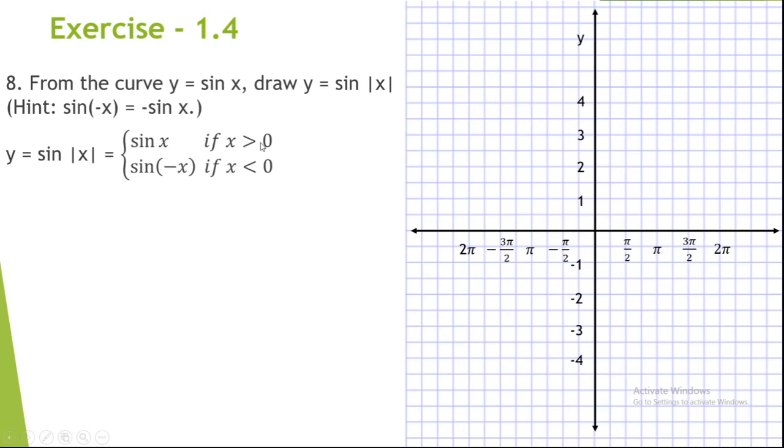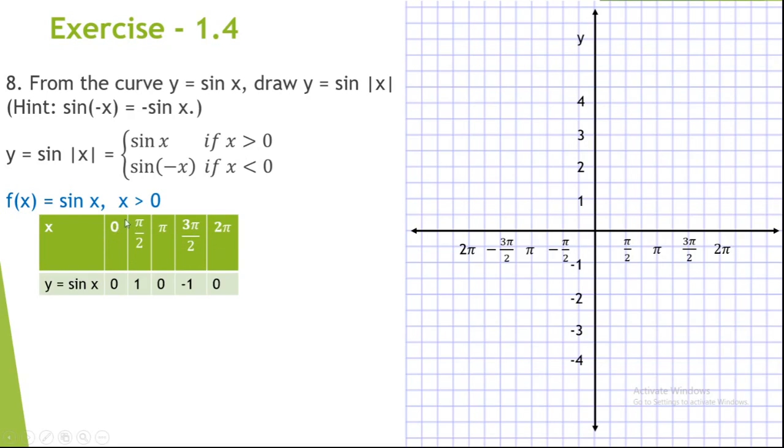For all the x values greater than 0, you have to draw the sine graph. That means on the right side of the y axis you have to draw the sin x graph, and on the left side of the y axis you have to draw the sin minus x graph. That is the conclusion. So f of x is equal to sin x. Since the value is greater than 0, I have taken only positive values: 0, pi by 2, pi, 3 pi by 2 and 2 pi. These values are already known to you. So using these values the graph is drawn. See, the graph is now drawn. So 0, 0, pi by 2, 1, pi, 0, 3 pi by 2, minus 1, 2 pi, 0.